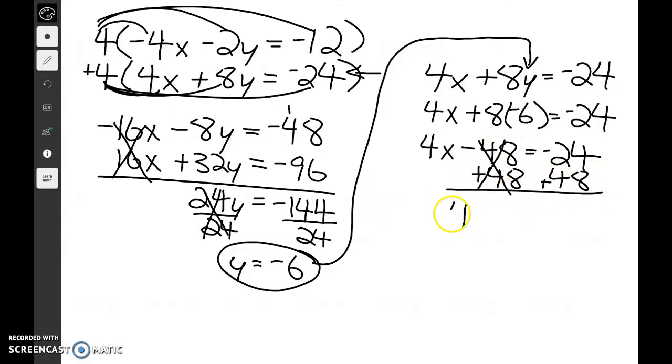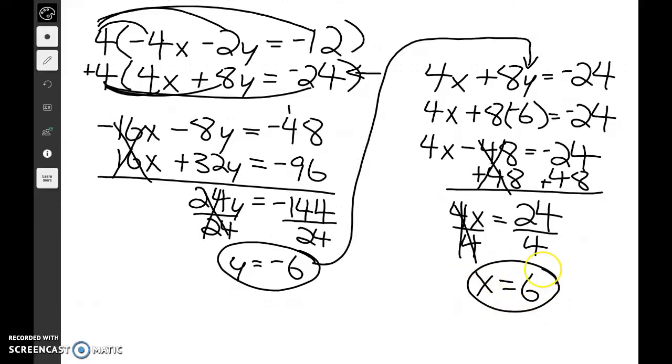The 48's cancel out, and that's going to be 4x is equal to 48 minus 24, or negative 24 plus 48, which is 24. Divide both sides by 4. The 4's cancel out, and I get x equals 24 divided by 4, which is 6. So in this problem, x is going to be 6, comma, and y is going to be negative 6. Now, like I said, that's one way you could have gone about solving this. That's one option you have here.